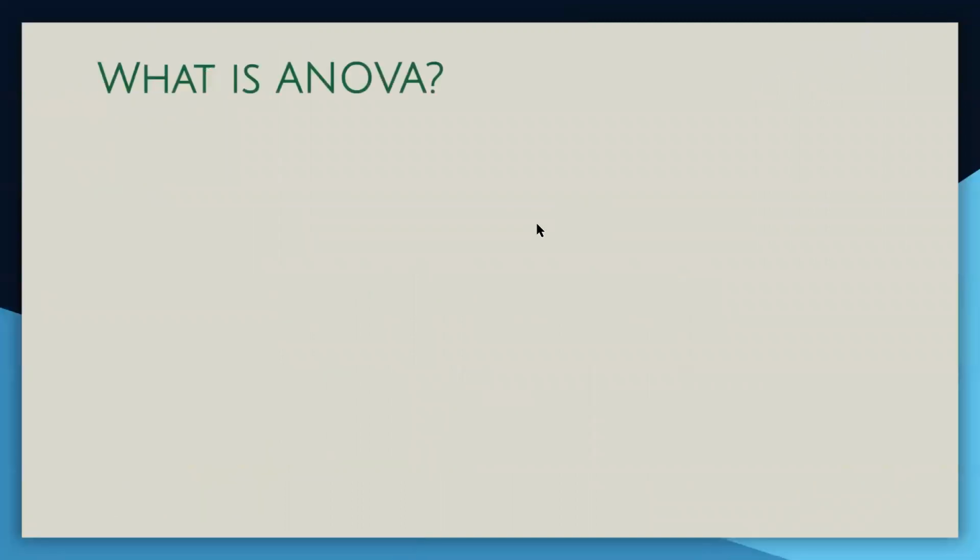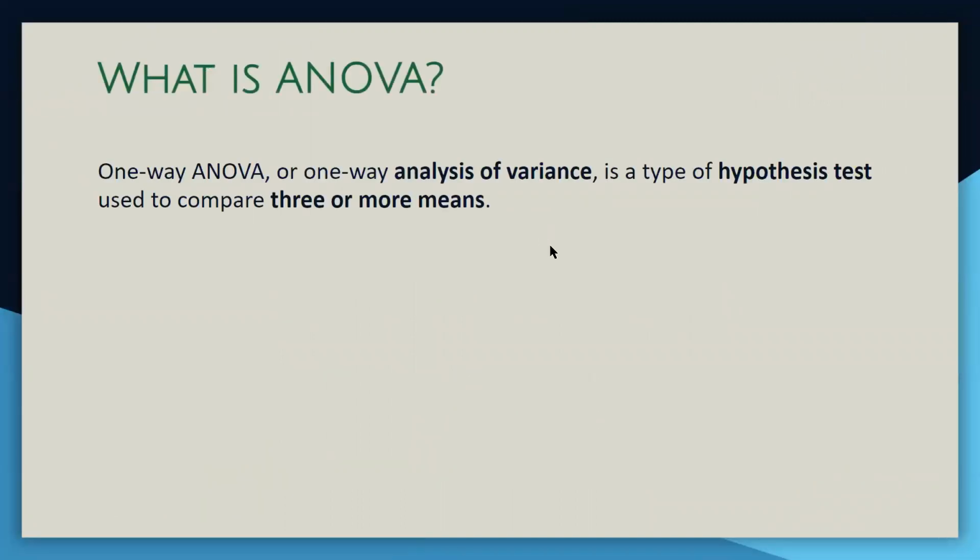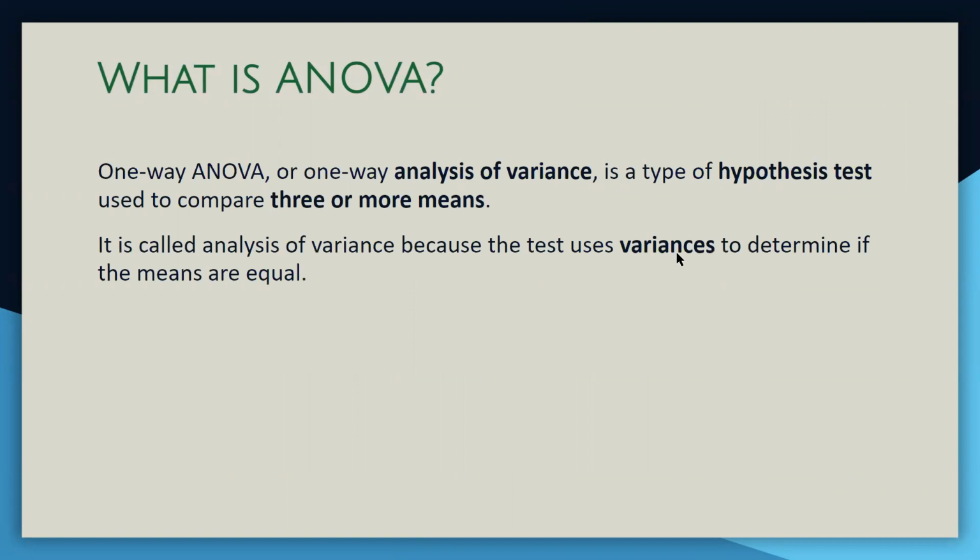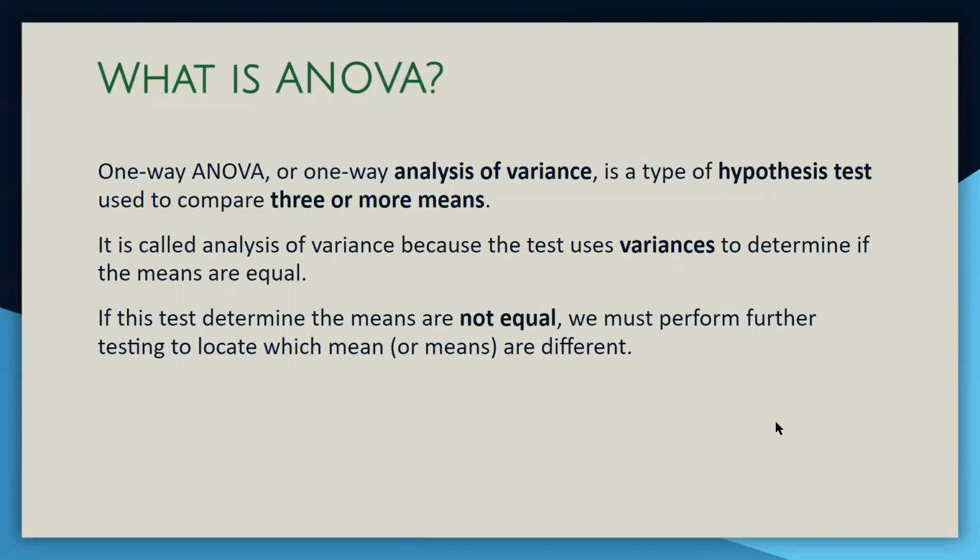So what is ANOVA? One-way ANOVA, also known as one-way analysis of variance, is a type of hypothesis test used to compare 3 or more means. It's called analysis of variance because the test uses variances to determine if the means are equal. This test determines the means are not equal. We have to perform further tests to locate which mean or means are different from the rest.